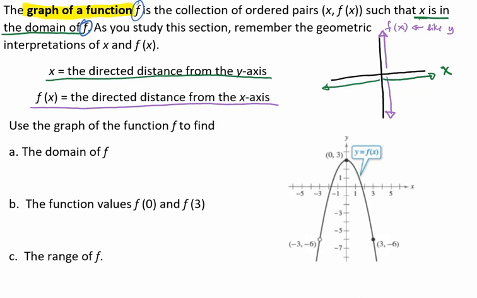So we use the graph of our function f here, okay, to find the domain and to find the values f of 0 and f of 3, and then the range of f. So if we look at our graph here, we see it comes up. We have an open circle there. We're going to come up through the top, closed circle, coming back down, closed circle, and down, right?